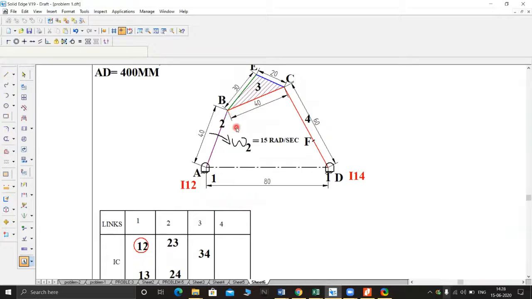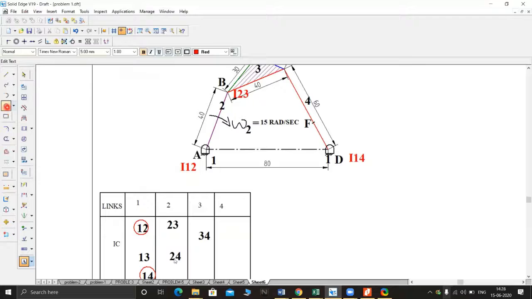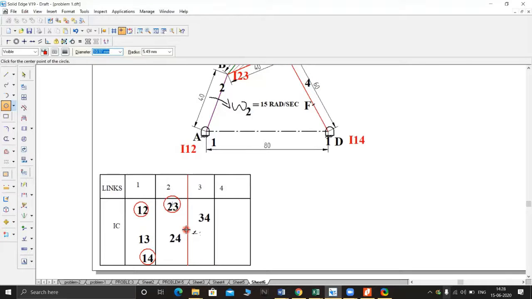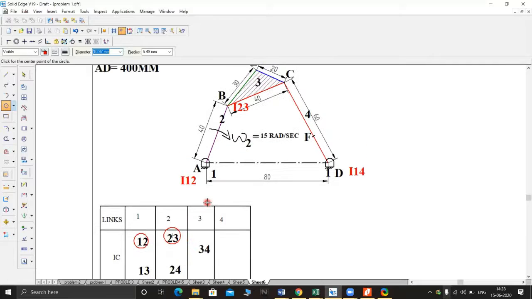This one I called as I23. That is point number B. Therefore, we located that. I will mark it in a red circle. Let's come to I24. Where is I24?